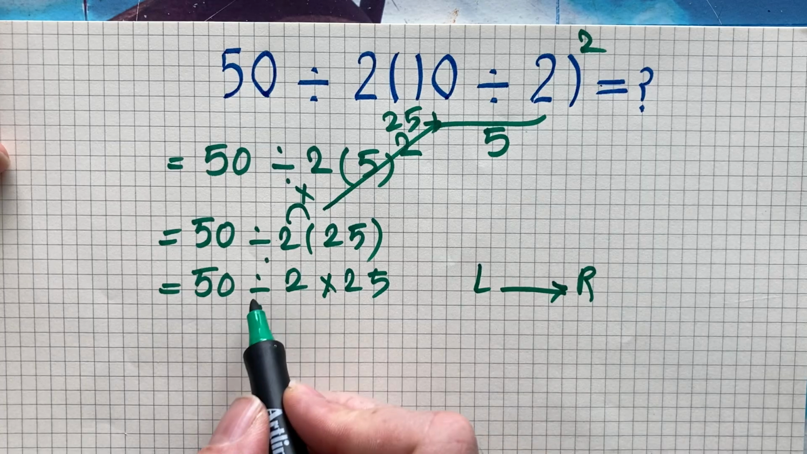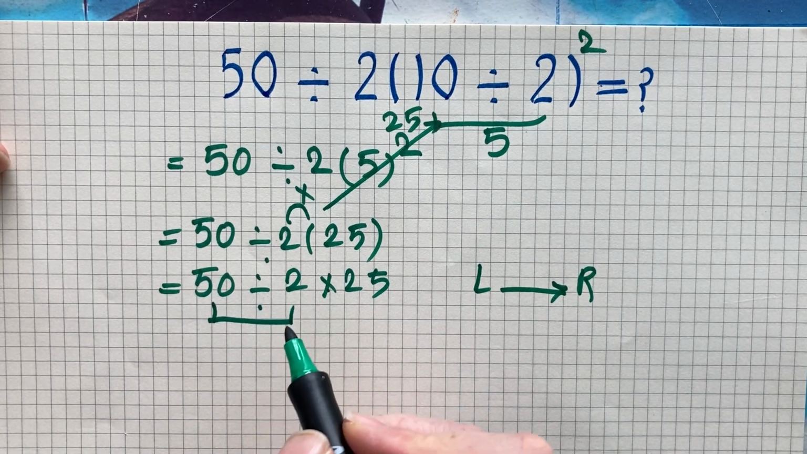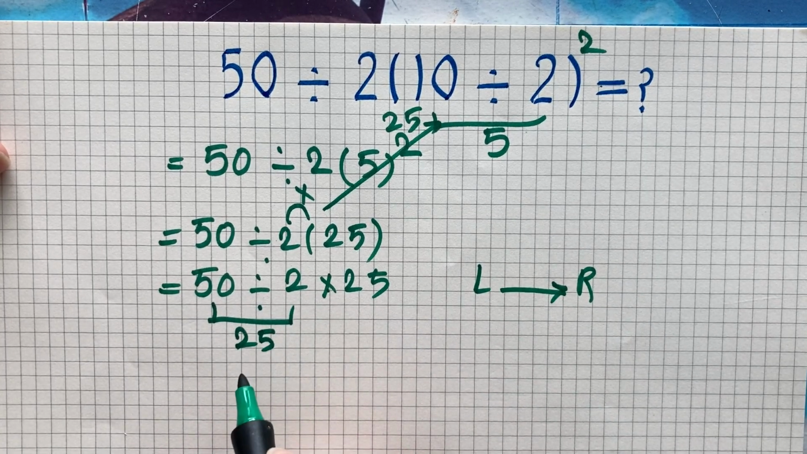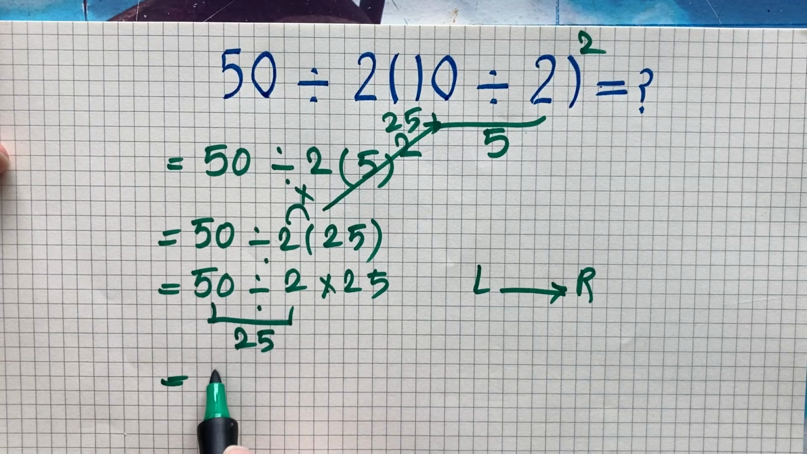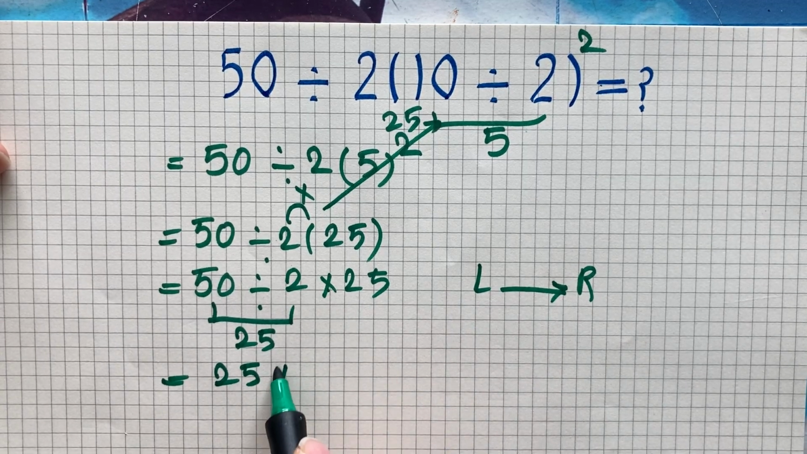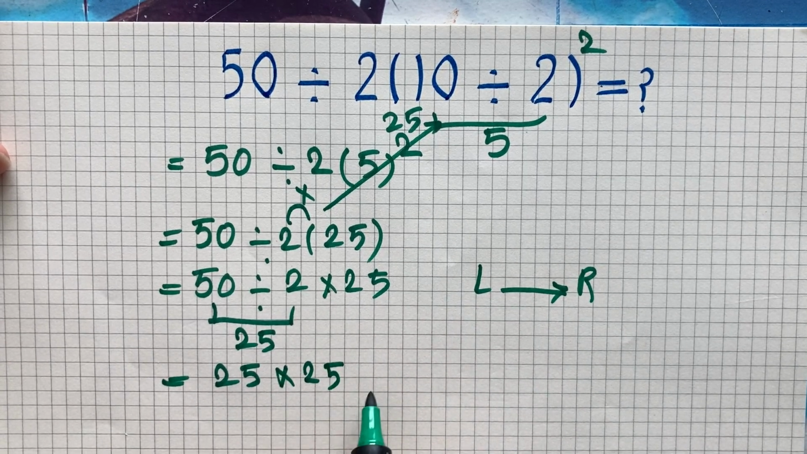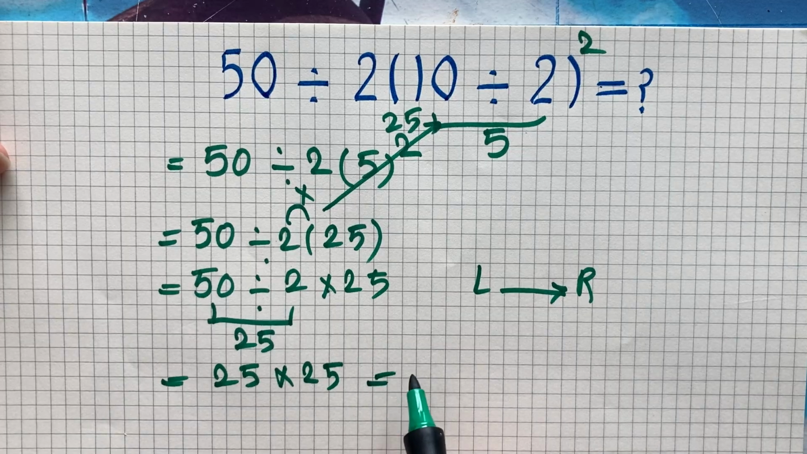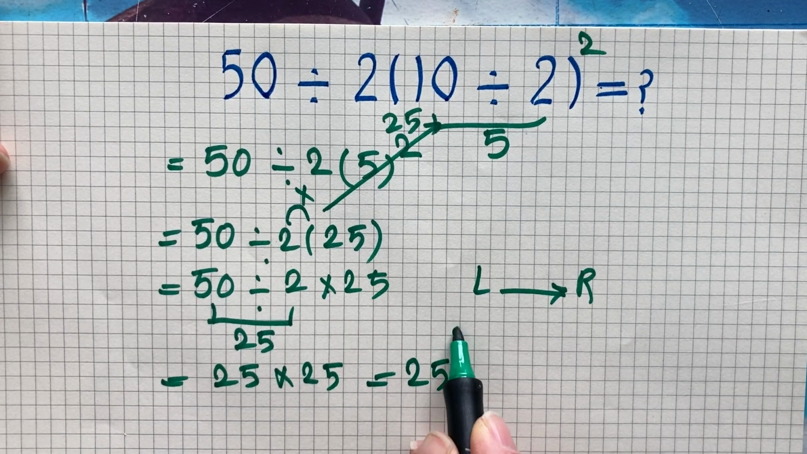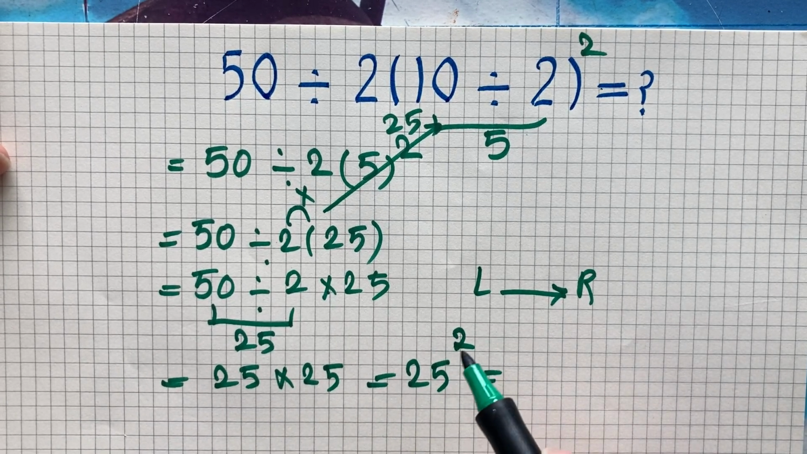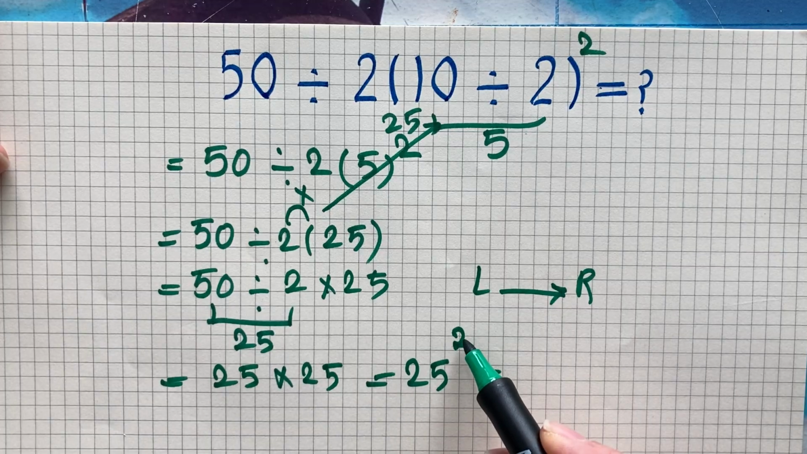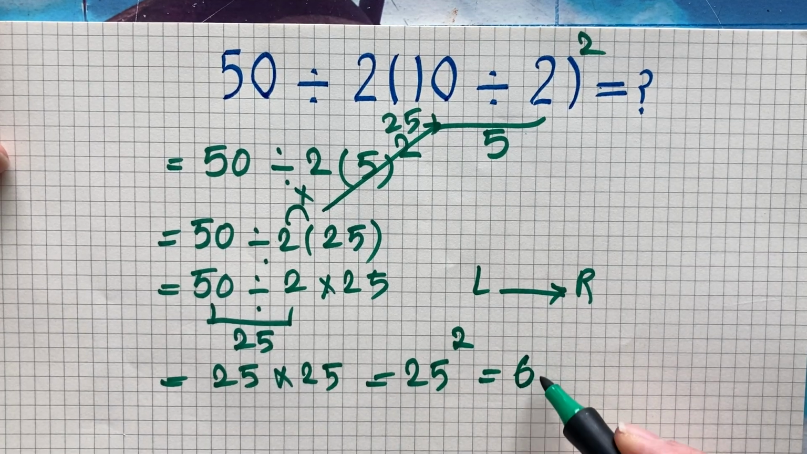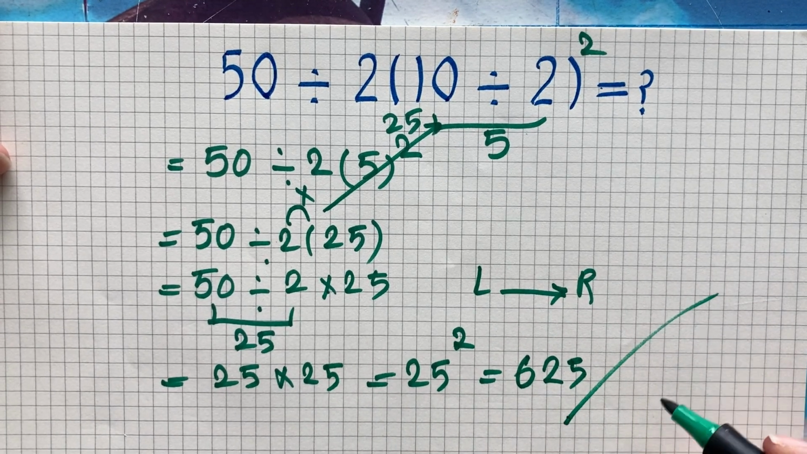So the left one here is division. 50 divided by 2 gives us 25. So I write it in the form of 25 times 25. As you know, 25 times 25 means 25 to the power of 2. Can you remember what is the value of 25 to the power of 2? Right, 625 is your answer.